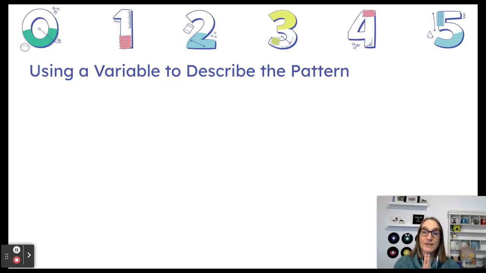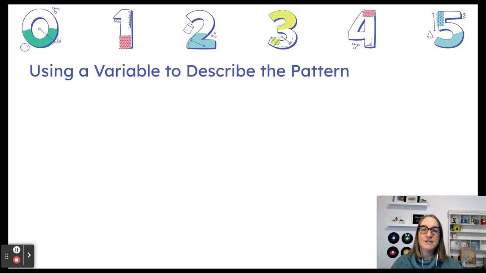Okay, now we are really solid on how to determine the function rule or the pattern rule that relates the input to the output. And it's time to introduce this week's new concept, using a variable to describe a pattern. Now, a variable is just a letter that's a placeholder for the input. The word variable itself means changeable, and that is a great way to describe it because really the input could be any number you decide to put into the table. So the number itself changes, hence the word variable.